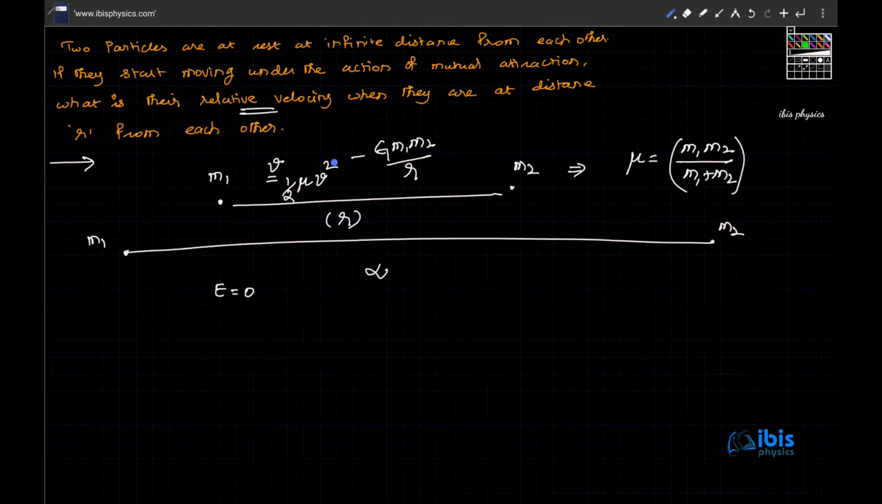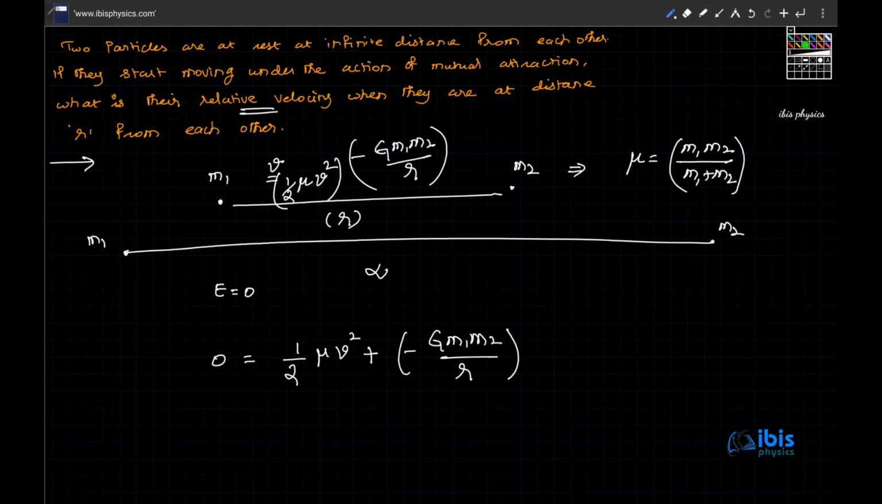So the sum of this kinetic energy and this potential energy will still be equal to zero, because no external force acted on the system, only under the mutual attraction they move towards each other. Then according to conservation of energy, the total initial energy is zero, and the total final energy is half mu v square plus minus G m1 m2 by r, because we know this is the expression for potential energy.